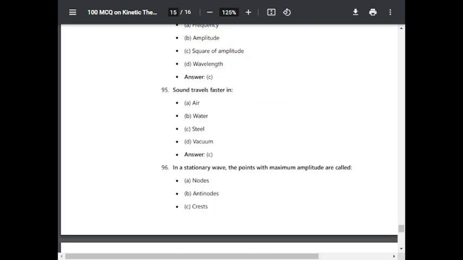Question number 95. The sound travels faster in: option A, air; option B, water; option C, steel; option D, vacuum. The correct answer is C, steel. The sound wave travels faster in steel.